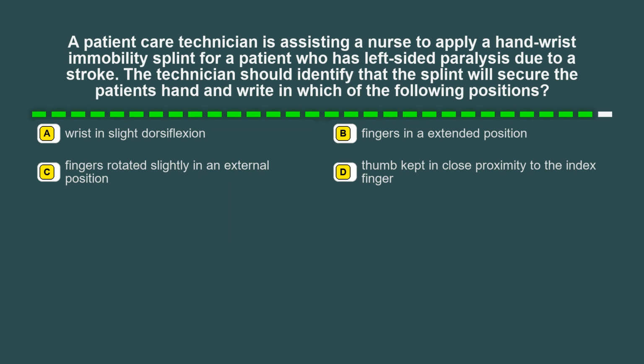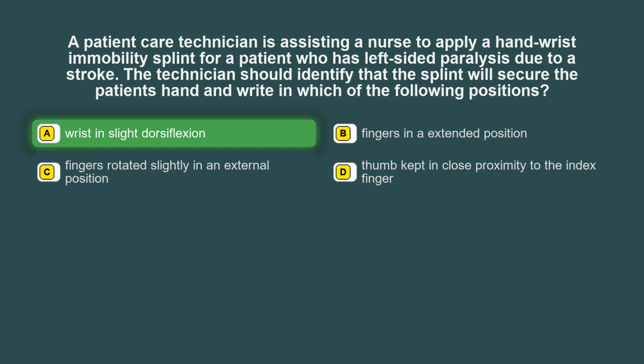Question 64. A patient care technician is assisting a nurse to apply a hand-wrist immobility splint for a patient who has left-sided paralysis due to a stroke. The technician should identify that the splint will secure the patient's hand and wrist in which of the following positions? Option A, wrist in slight dorsiflexion. Option B, fingers in an extended position. Option C, fingers rotated slightly in an external position. Option D, thumb kept in close proximity to the index finger.